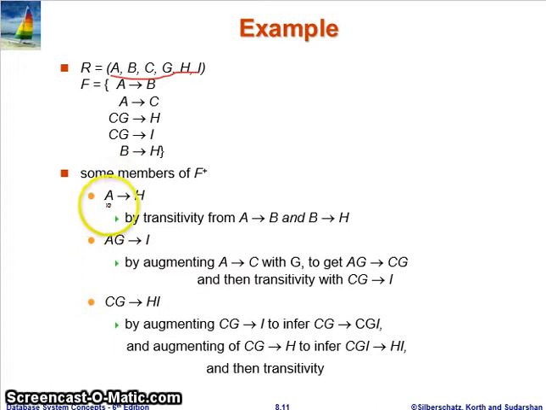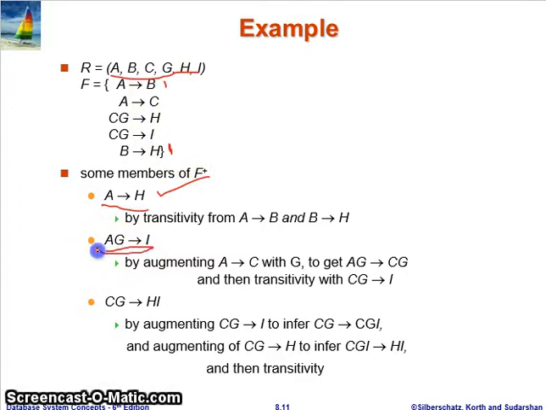Let's try. Can we derive this FD, A determines H, using the given FDs? For A and H, there is one FD, A determines B, and B determines H. If we combine these two FDs using the transitivity rule, A determines B and B determines H, so we can say A determines H. So we can derive this FD using the given FDs.